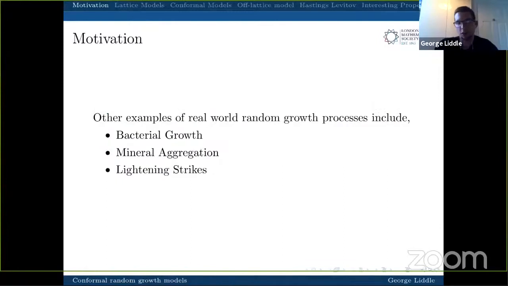But tumor growth is not the only example of where these growth processes are exhibited within the real world. Other examples include bacterial growth, biological cell growth, mineral aggregation such as crystal formation, and lightning strikes. So when lightning strikes a surface and forms a pattern in that surface, that's an example of a growth process that would fall into this general category of random growth processes that we want to study. And actually the class as a whole is fairly wide, and there's quite a lot of real world processes that you can study with this, so that's why it becomes fairly useful.